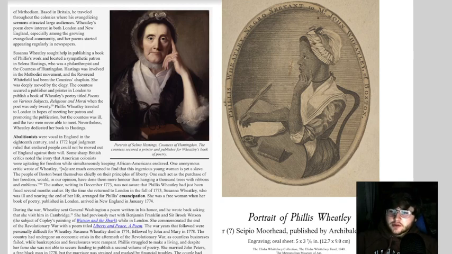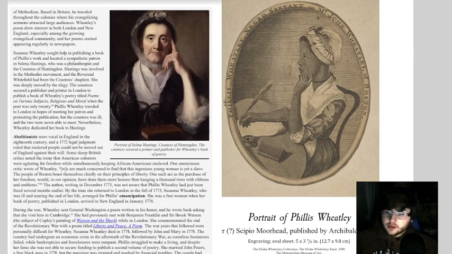One such act of the purchase of her freedom would, in our opinion, have done them more honor than hanging 1,000 trees with ribbons and emblems. The author, writing in December of 1773, was not aware that Phillis Wheatley had just been freed several months earlier.